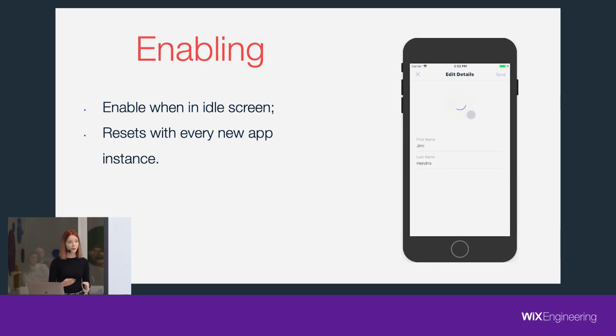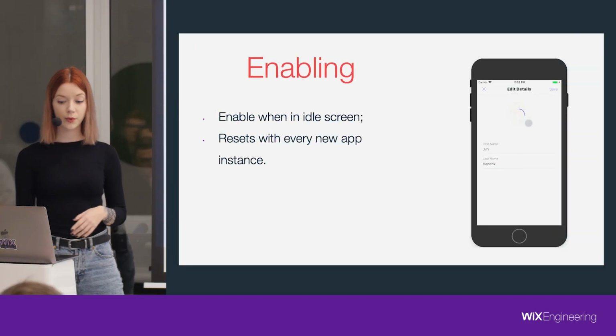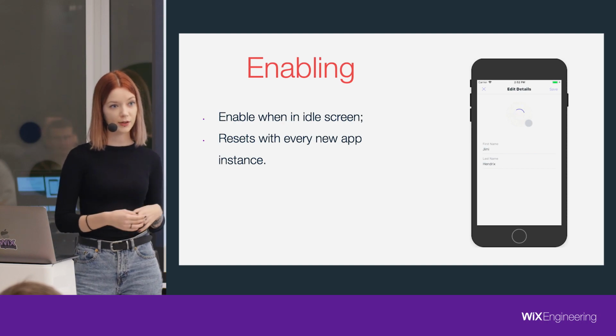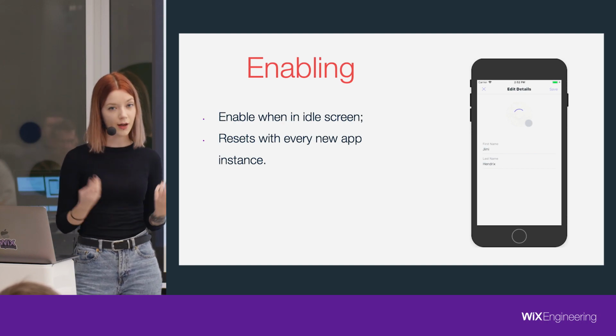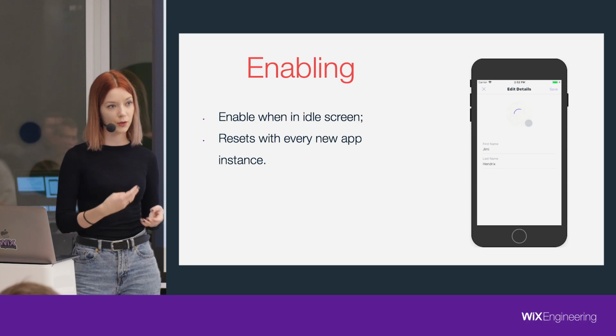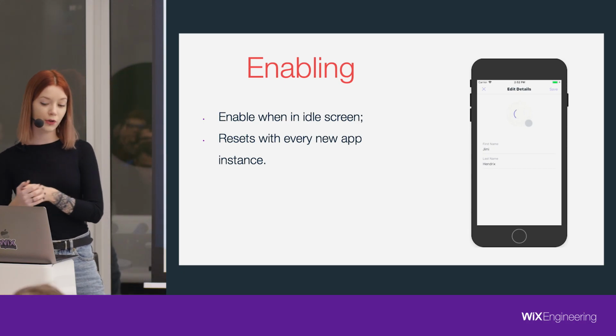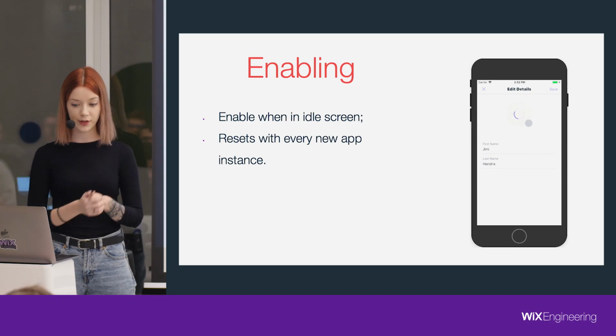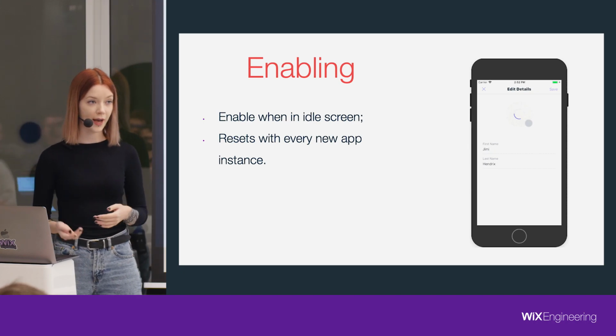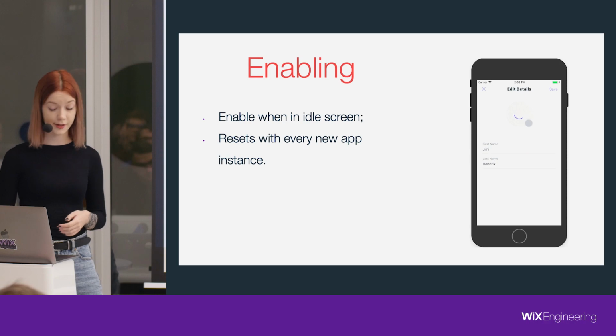And naturally, after you're done working with this test, when you get back from the screen that could not reach an idle state on its own, you need to re-enable synchronization once again so that you're still getting the feel that the user is getting. If you were to forget to reset the synchronization, it resets automatically with every new app instance.